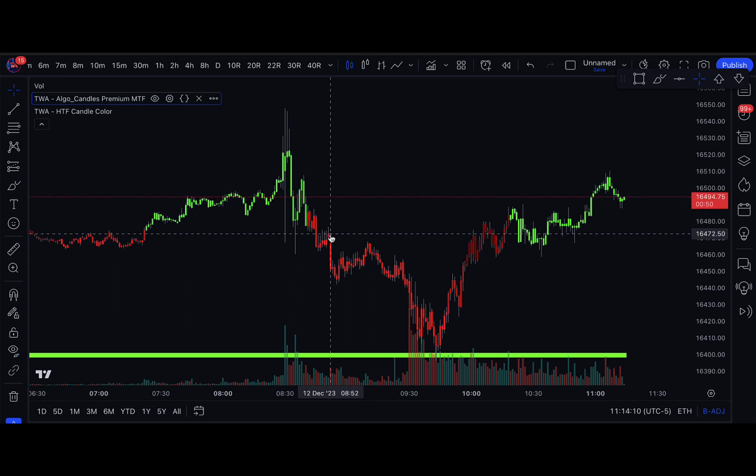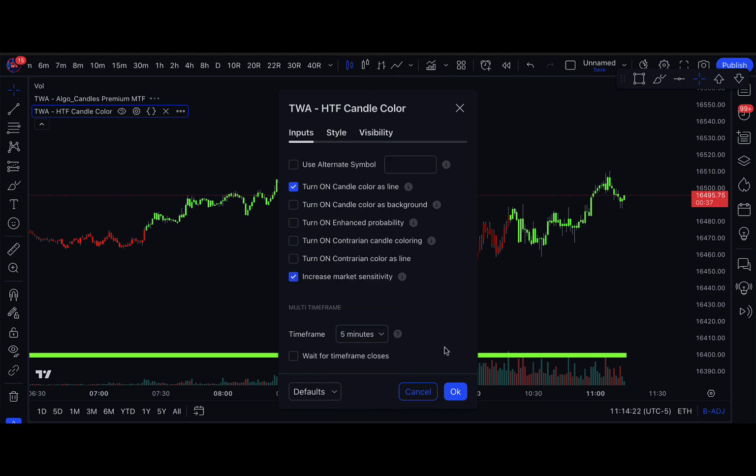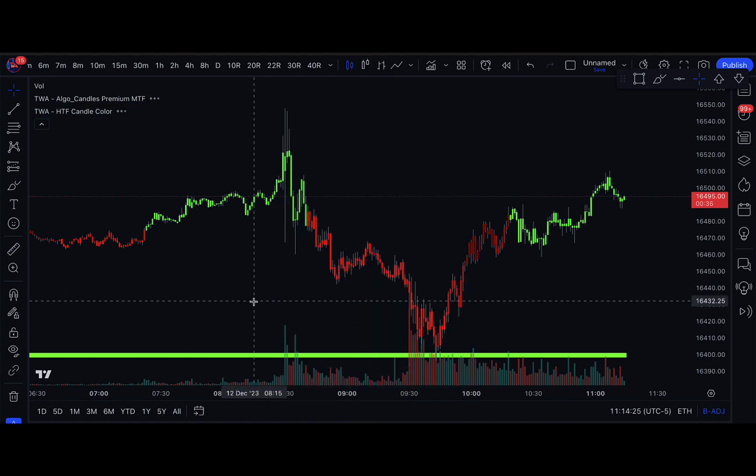There we go. So now you see the higher time frames green at the bottom, but you see the algo candles are red, and that's why they were gray. And you can just see them visually first and start making changes. So we can do 5-minute increase market sensitivity. So we turn that on.